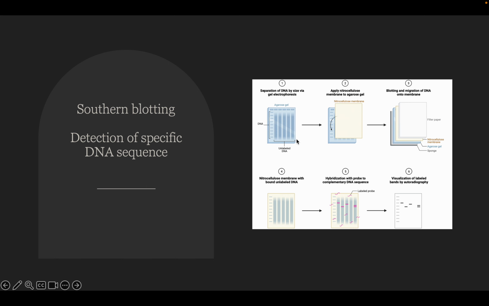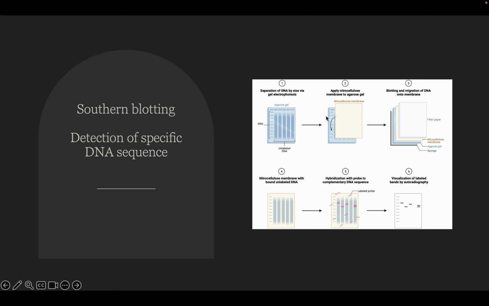But then to identify that specific DNA, you need probes which can bind to that DNA only. So I will explain. First step, you do the same: you separate the DNA by size via gel electrophoresis. And once the DNA is run on the electrophoresis, you transfer it to the nitrocellulose membrane. These membranes are mainly charged membranes, and upon putting them on the agarose gel and applying current, and based on gravity and everything, the DNA will move to the nitrocellulose membrane.